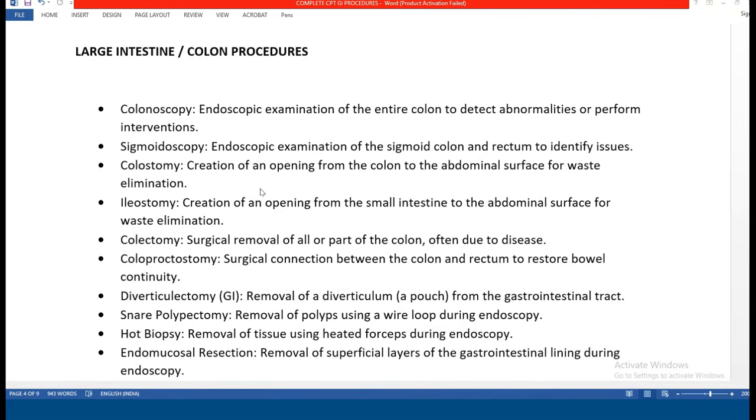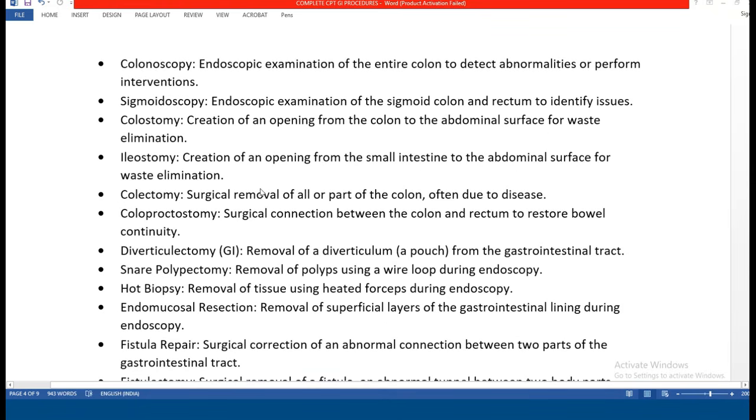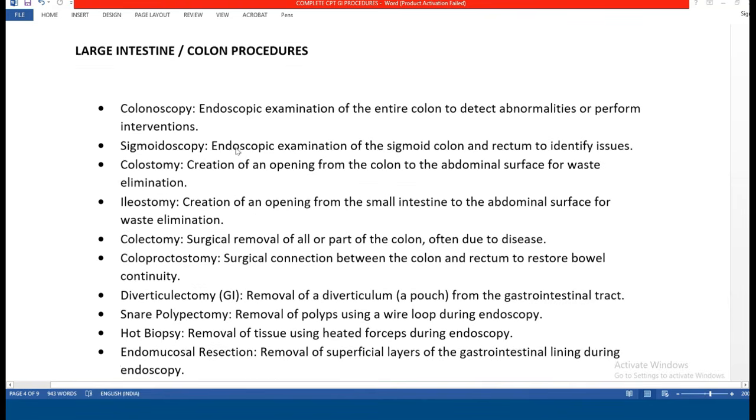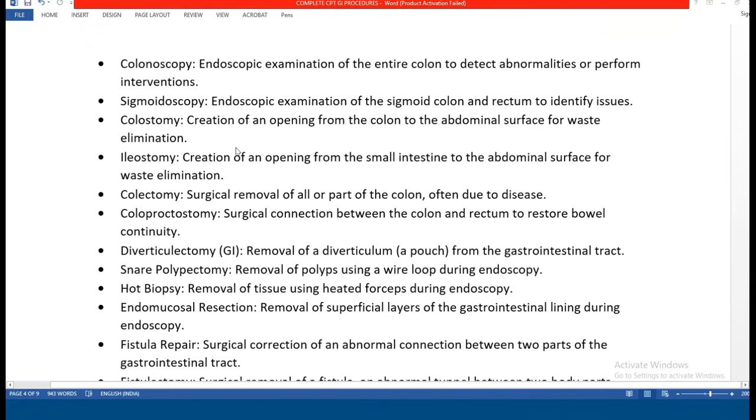Next we will see a few procedures related to the large intestine, or otherwise we call it colon procedures. So colonoscopy. Endoscopic examination of the entire colon to detect abnormalities or perform interventions is called colonoscopy. So this colonoscopy is exclusively for the large intestine. Okay, so your starting point is the anus, ending point is the ileocecal valve. Sigmoidoscopy. So endoscopic examination of the sigmoid colon and rectum is called sigmoidoscopy. So all these procedures are mostly for identifying tissues or diseases in the large intestine.